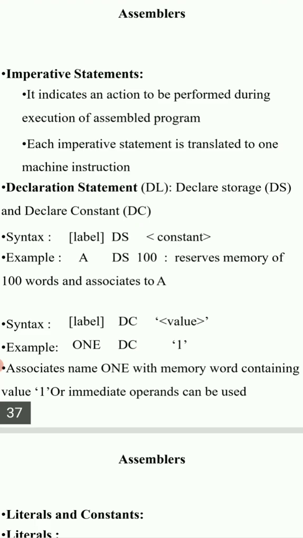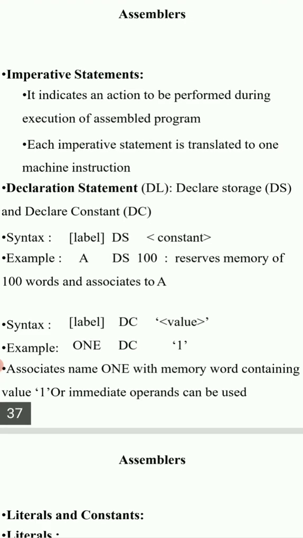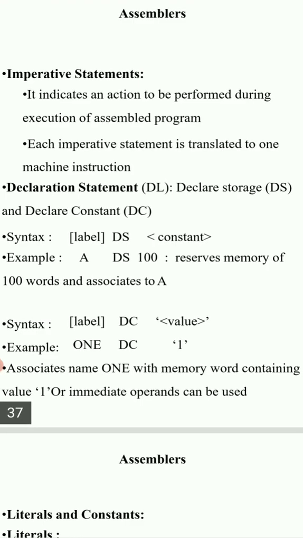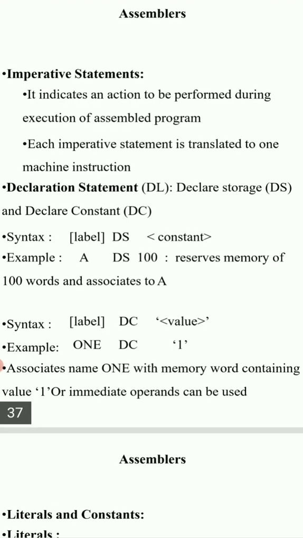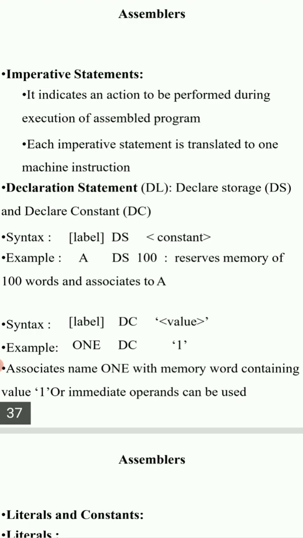So here we can see all the statements. Firstly, we will see the imperative statement. It is the statement which indicates an action to be performed during execution of an assembled program. These are the executable statements, and each imperative statement indicates an action to be taken during execution of the program. So we are supposed to translate each imperative statement into a machine instruction.